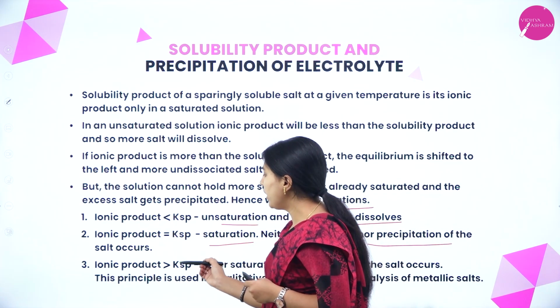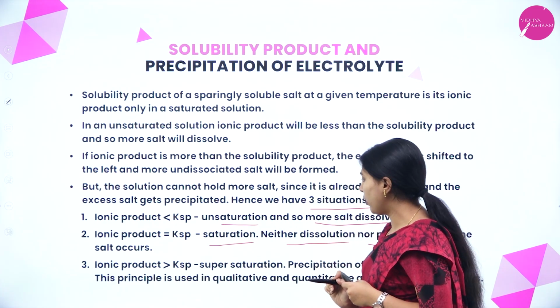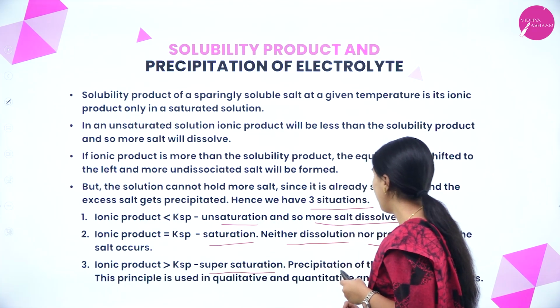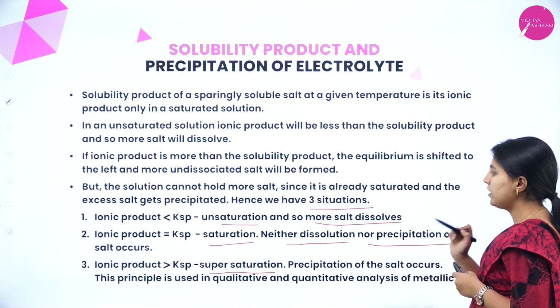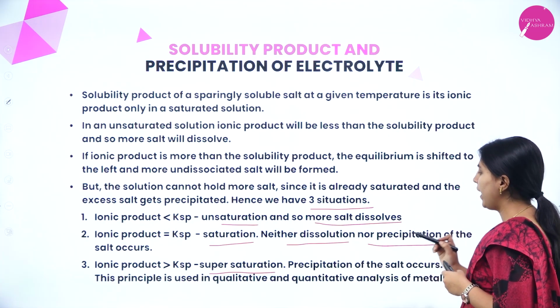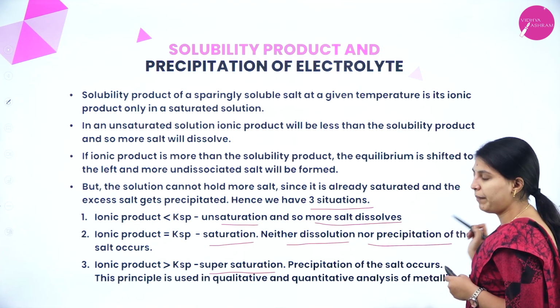If ionic product is more than solubility product, supersaturation and precipitation of the salt occurs. This principle is used in qualitative and quantitative analysis of the metallic salt.